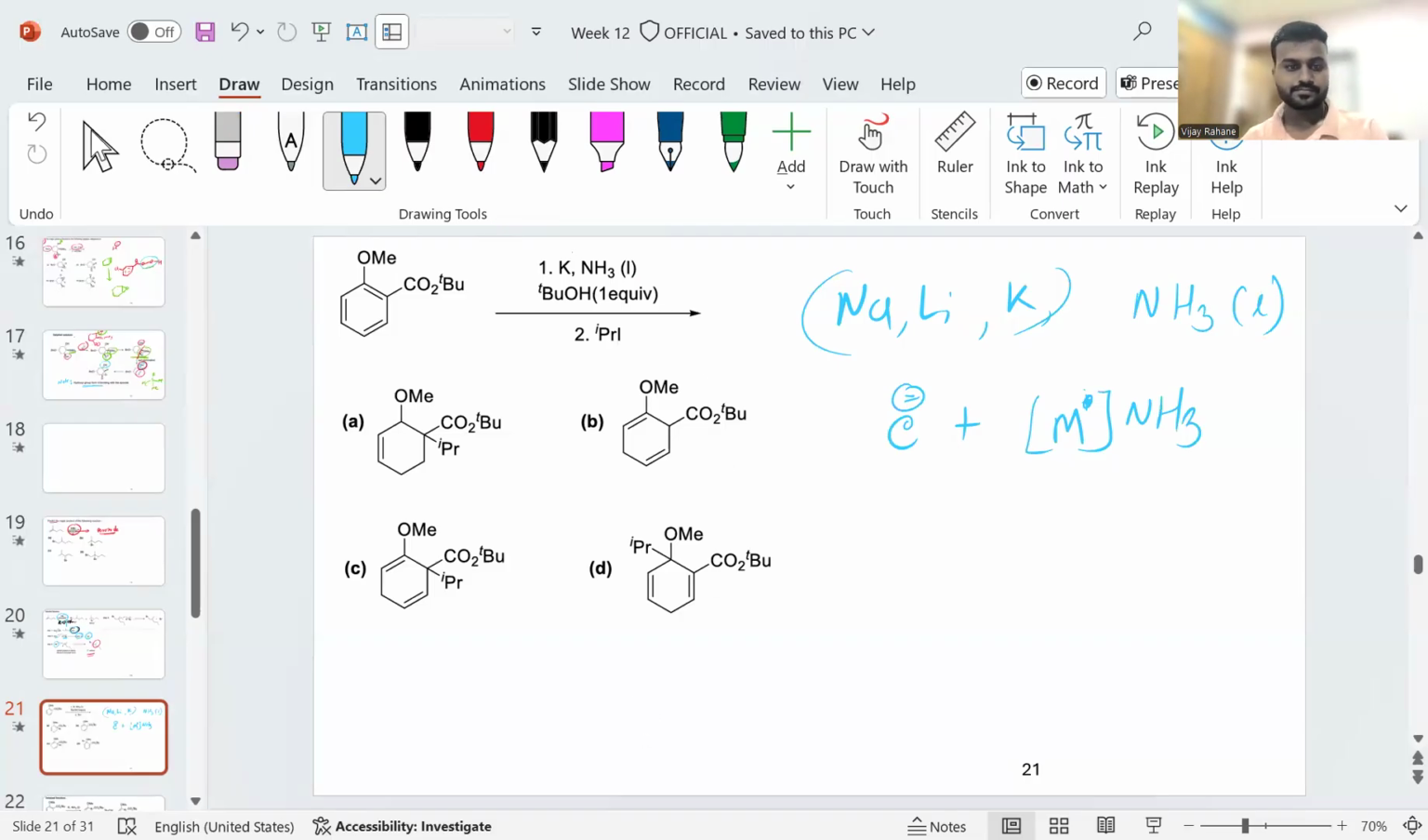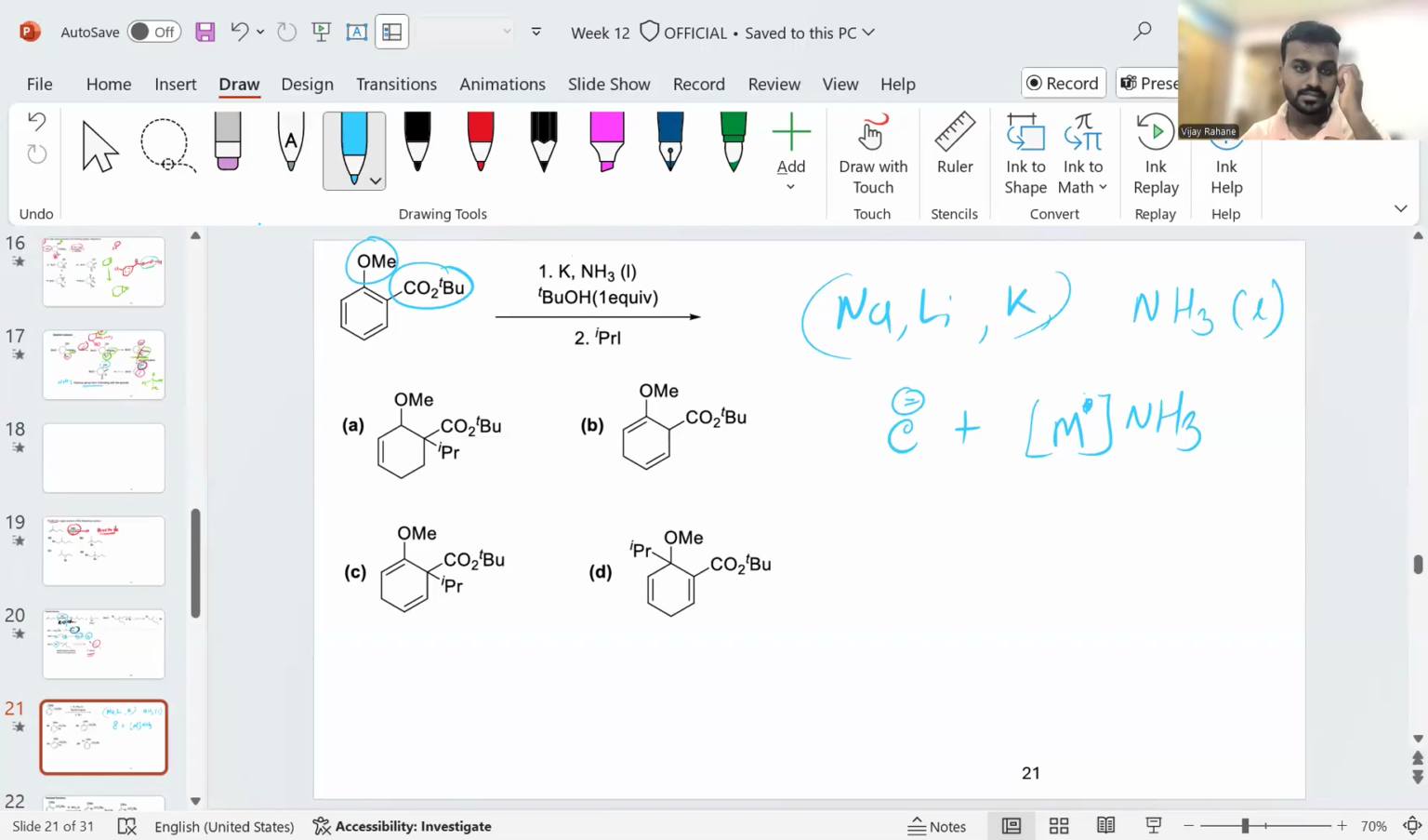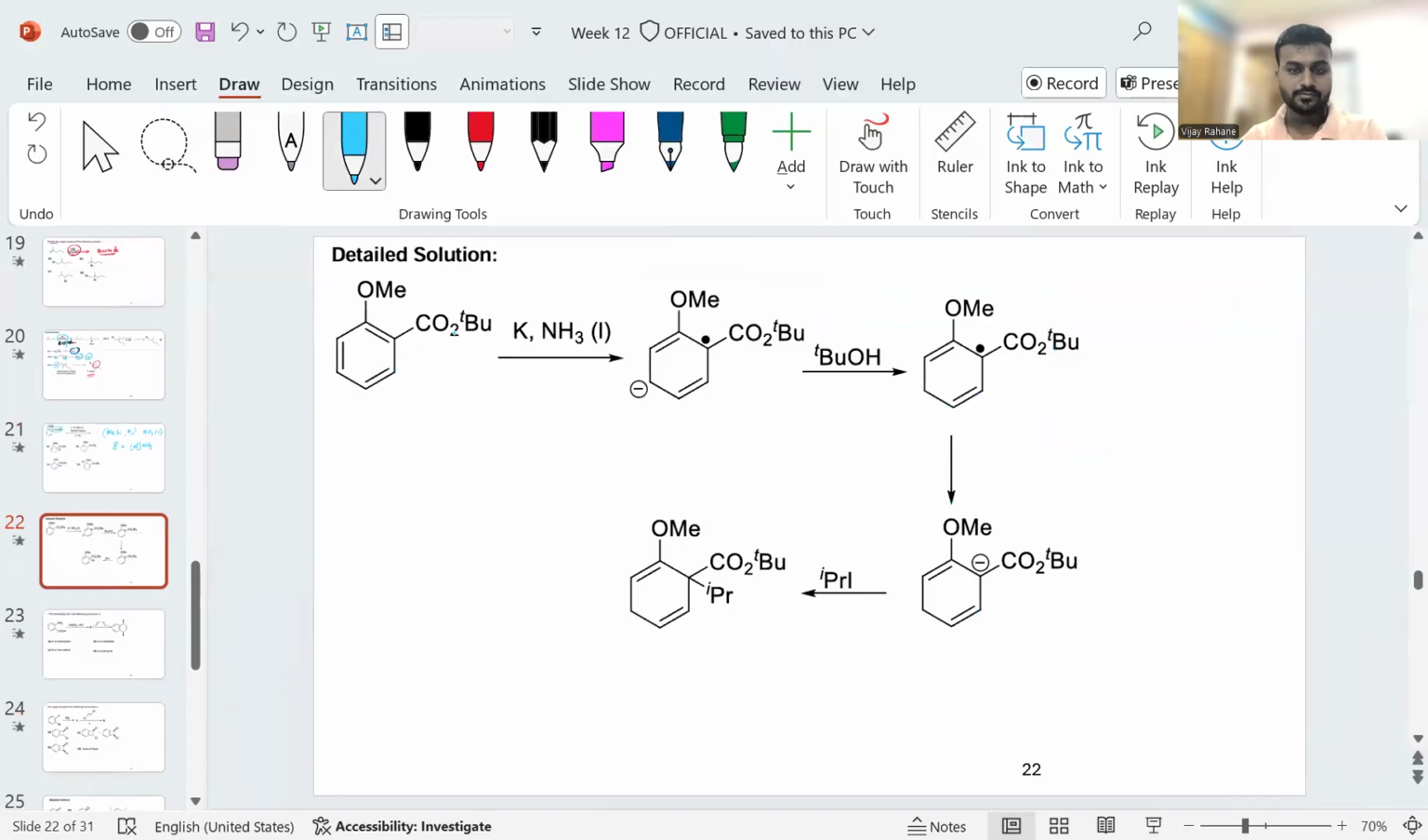If you look at the starting material, we have the methoxy substituent and the ester substituent. When it gives the electron to the system, it forms the carbanion at the meta position to the methoxy group and the radical at the ortho position, that is, to the ester. Now we have the t-butanol, which is the source of the proton. So it abstracts the proton from the solvent. Here there was only one proton. Now the product has two protons.